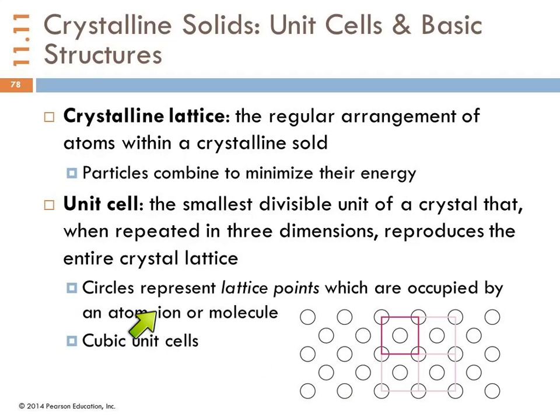But in this diagram, the circles represent the lattice points. That's going to be the atom, the ion, the molecule, whatever the particle is. And so this is a cubic unit cell because these unit cells are cubic shaped. They're square here because this is 2-dimensional.